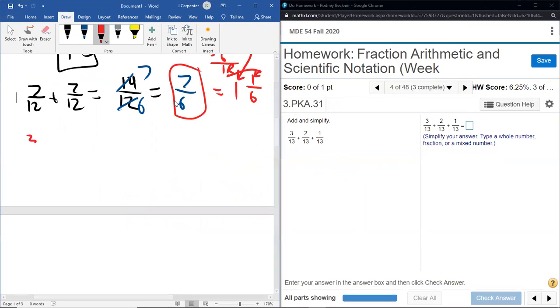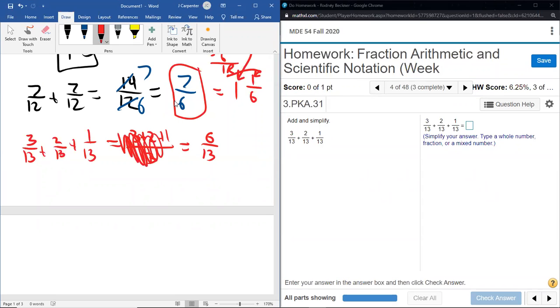All right, 3/13 plus 2/13 plus 1/13. Oh no, there's 3 fractions. Whatever do we do? Same thing we did with 2. If they all have matching bottoms, add the tops. 3 plus 2 plus 1. Some people even take this and write it in an expanded form. They don't simplify it first. They just go ahead and combine the tops, show the addition, then actually add it. That's perfectly fine. If you don't write the middleman, if you just go straight from here to here, that's fine. If you need to write the middleman, write the middleman.